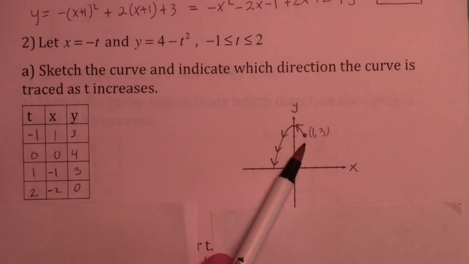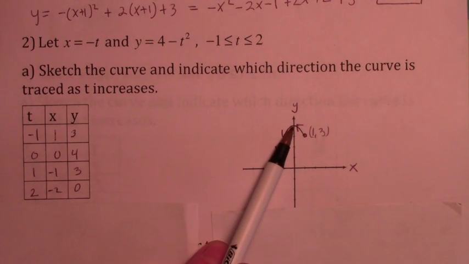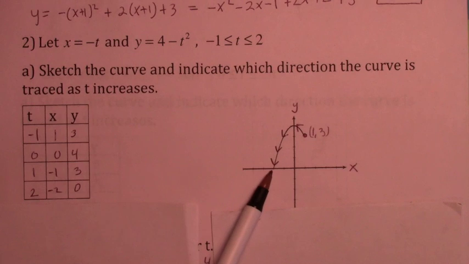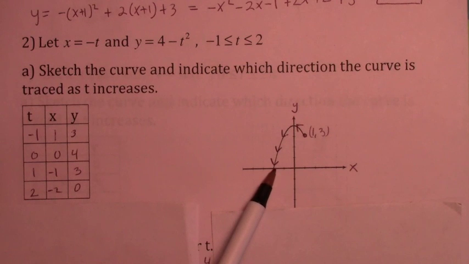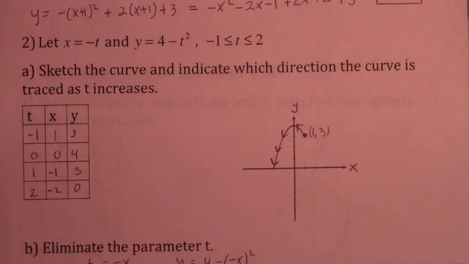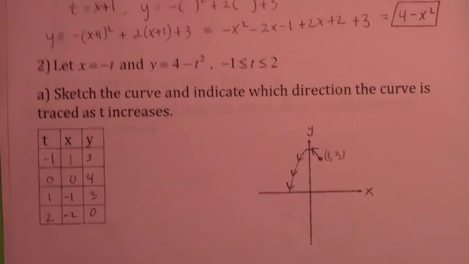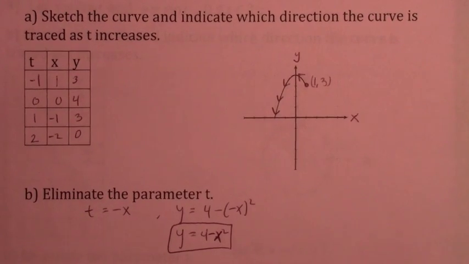So you start off over here at 1, 3, and then at t equals 0, you're at 0, 4. At t equals 1, you're at negative 1, 3. And at t equals 2, you're at negative 2, 0. So in this case, the curve is traversed from right to left. There might be times when you want to do that. If you eliminate the parameter, it turns out you get the same equation we got before.